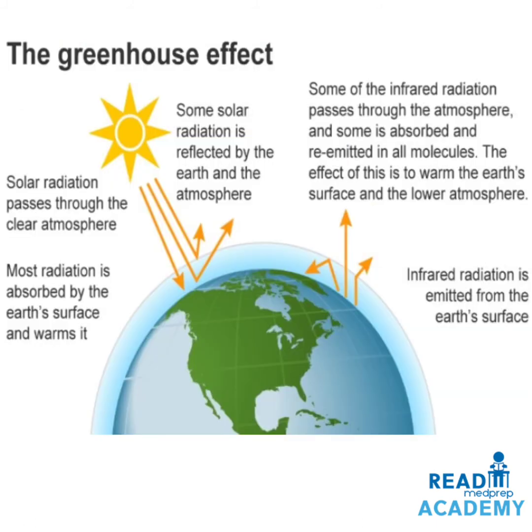Now what is the greenhouse effect? Solar radiation passes through the clear atmosphere. Most of the radiation is absorbed by the Earth's surface and warms it. Some solar radiation is reflected by the Earth and the atmosphere. Some of the infrared radiation passes through the atmosphere and some is absorbed and re-emitted by greenhouse gas molecules. The effect of this is to warm the Earth's surface and the lower atmosphere.